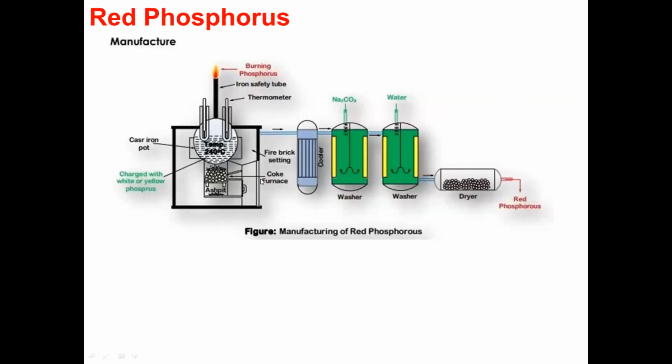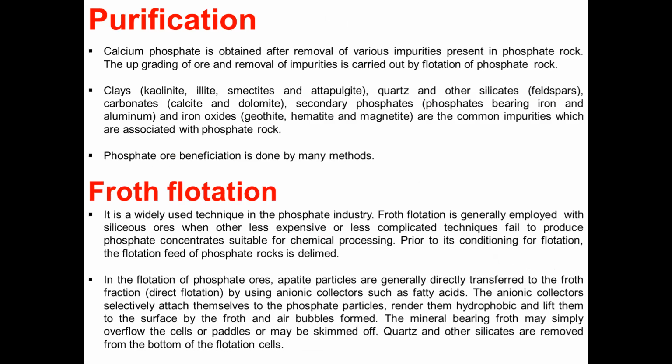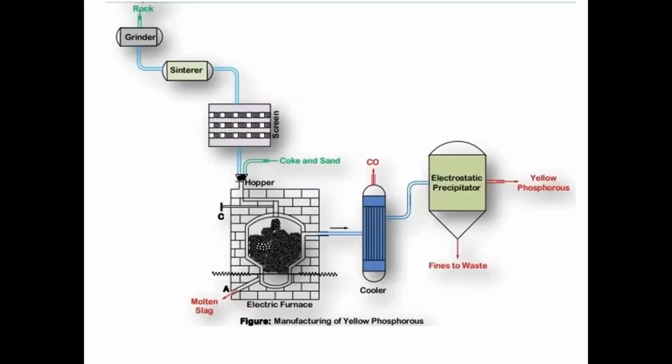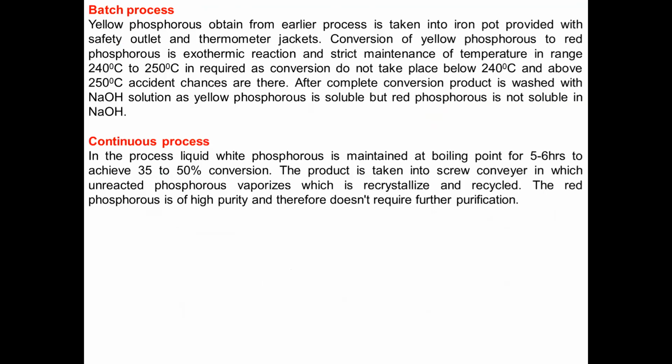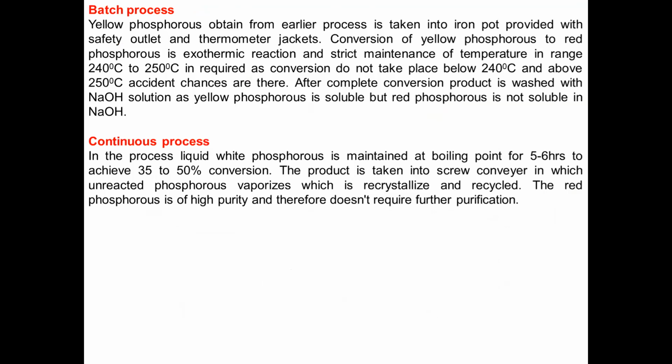Then red phosphorus, another color, is red phosphorus. So white or yellow phosphorus is both the same. Okay, there is nothing as pure white. So white or yellow phosphorus is almost the same. Now moving to the second type, which is red phosphorus. So this is the manufacturing of red phosphorus. We will see the two different methods.